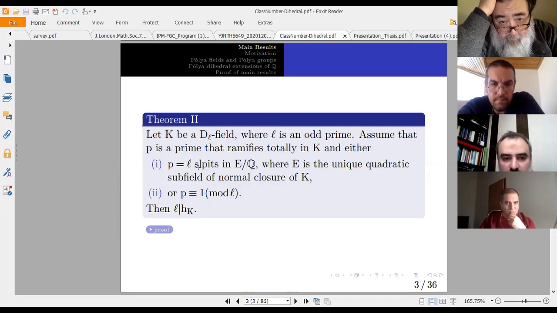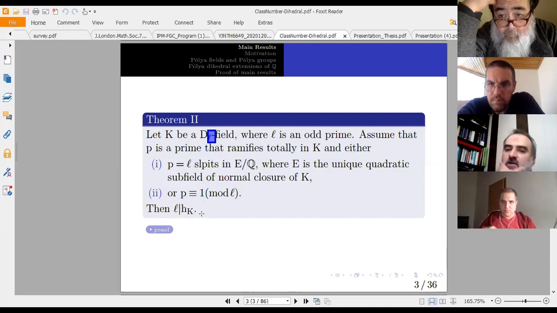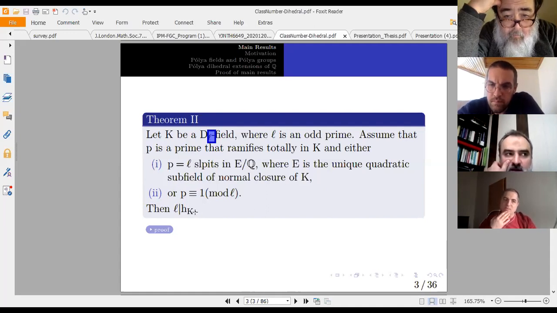So if you have this L splitting in the quadratic subfield of the normal closure, or if P is congruent to 1 mod L, then L divides the class number. I like this result because it reminds me of the theorem of Ribet that Ekin Osman referred to. In the case of Ribet's theorem, before Ribet, Mazur had done all the primes that are not congruent to 1 mod L. And the case of P congruent to 1 mod L was done by Ribet. That was a major contribution.